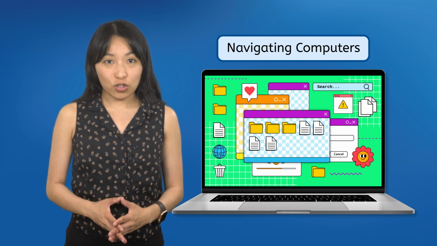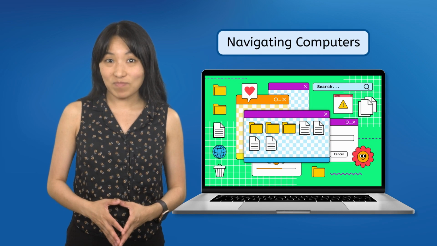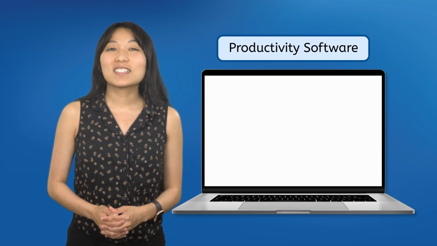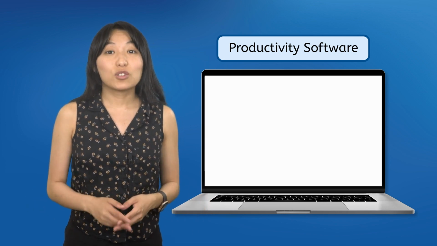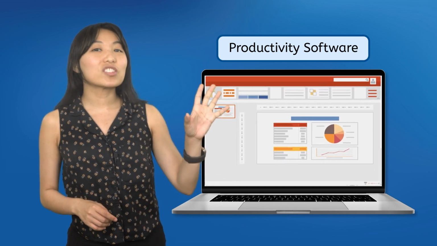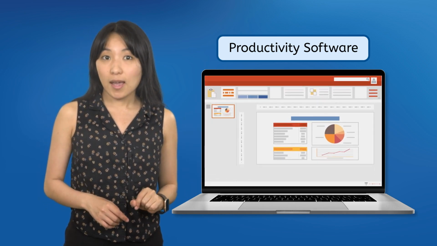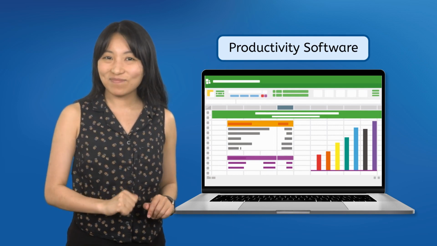Then, we were ready to learn how to actually use computers to perform tasks. We learned about productivity software that we'll most likely use a lot in the future, including word processors for writing up text information, presentation software for graphical presentations, and spreadsheet software for organizing and analyzing data.